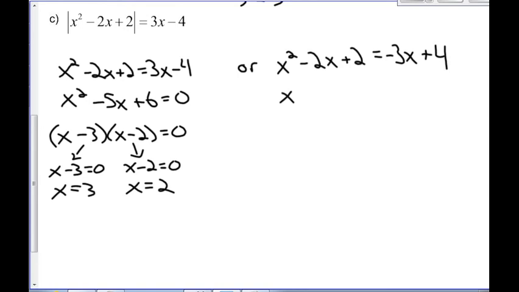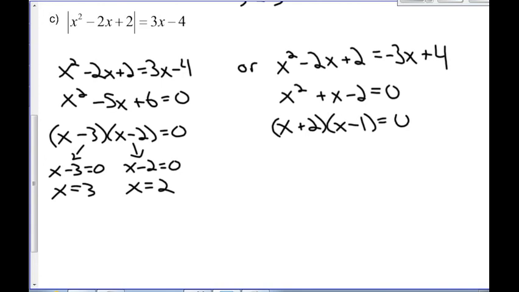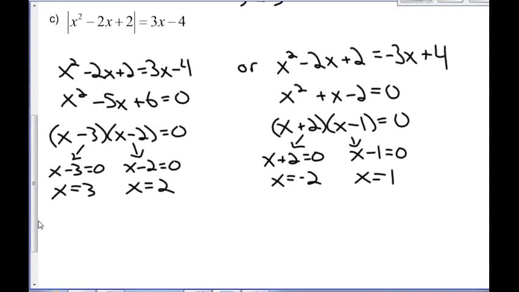Let's try the other one. We'll have x squared plus x minus 2. That'll give us x plus 2 and x minus 1 when we factor. Or potential solutions of x equals negative 2 or x equals 1. All of these need to be checked, but it doesn't need to be a long process.